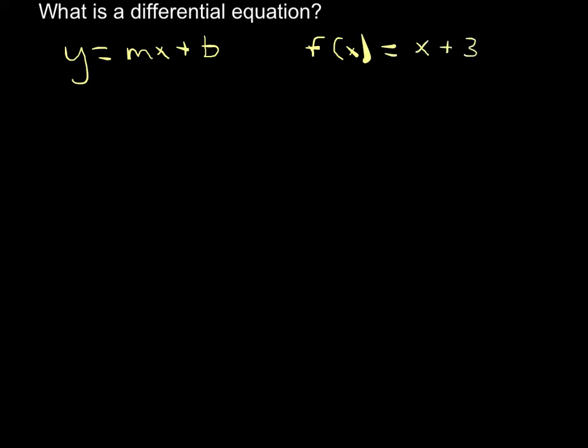Okay? So you're used to these. These are linear equations, okay? They both have a linear form to them. That's why we call them a linear equation, okay? Well, a differential equation is going to be one where it's got derivatives in it. So an example of a differential equation could be something like this guy here. Okay, and that's essentially what a differential equation is, okay?